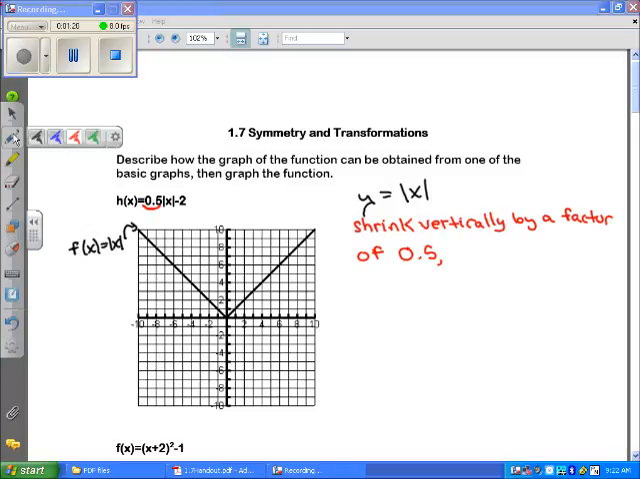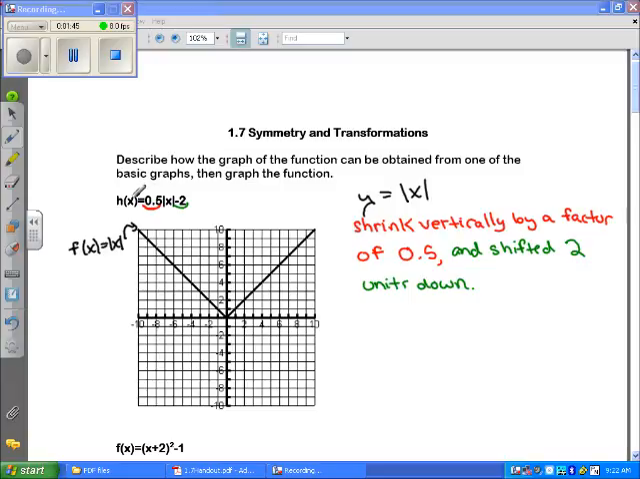Let's look at the other part now. The other part has this minus 2. What that tells us is it's going to be shifted 2 units down. Now let's try to draw a graph of this particular function. Let's start with shifting 2 units down.